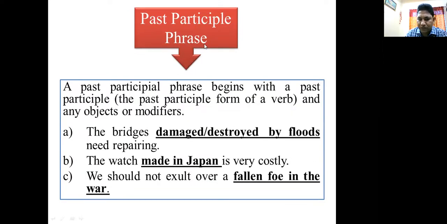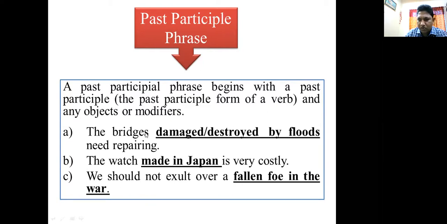Past participle phrase. A past participle phrase begins with a past participle, the past participle form of a verb, and any objects or modifiers. In a word, we can call it the past participle form of a verb plus other words. There are three examples. Have a look.